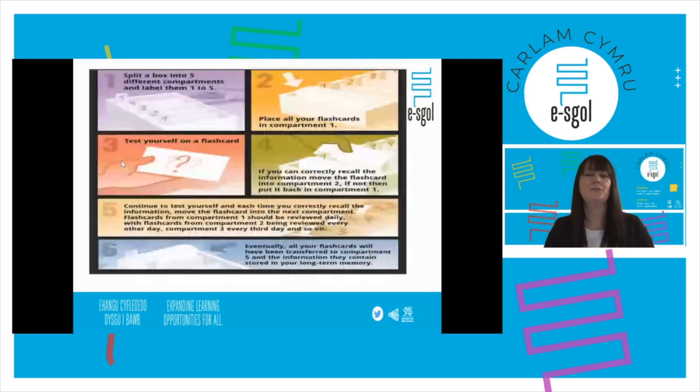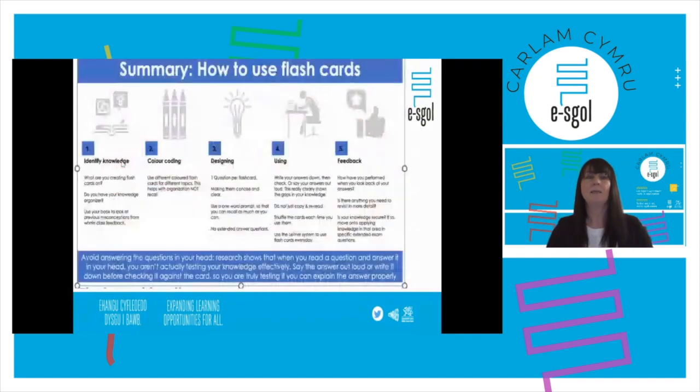So really, really useful way of using your flashcards to another level. And of course, you can use any subject. You could have different compartments or different boxes for different subjects, or even different topics within certain subjects. So remember, when you use your flashcards, you are going to keep the information concise and short. So you identify the knowledge, what you're wanting to put on your flashcards. You can color code them or put little designs on them or little pictures if that helps. Design them, make them concise and clear. No extended answers on flashcards.